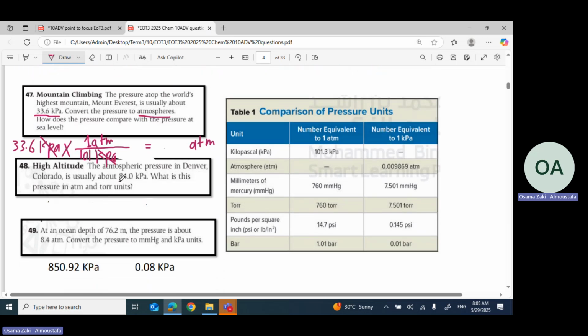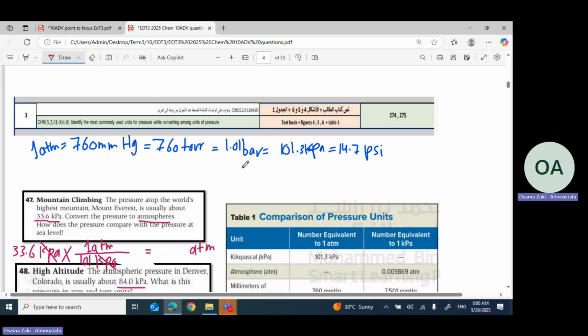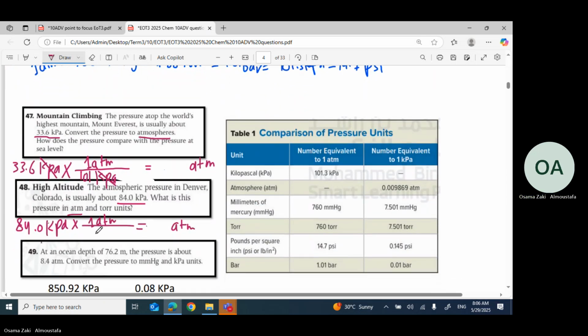Here we have 84 kPa converted to ATM, so similar to that one. So 84 kPa times something to get ATM. So 1 ATM on top, and kPa 101.3 down. So you can cancel the kPa to get the answer in ATM.